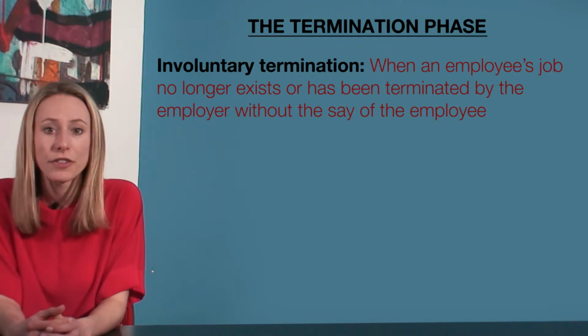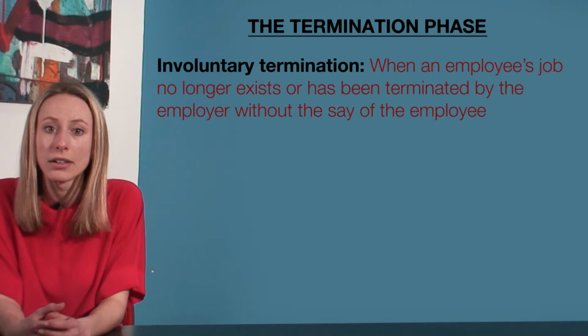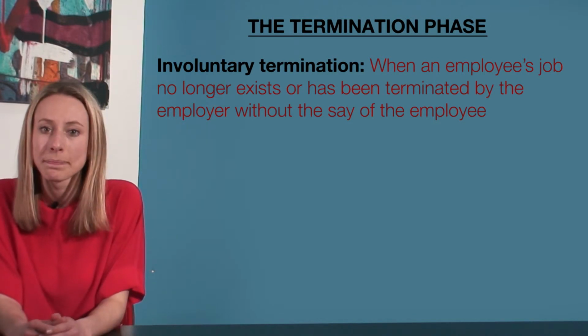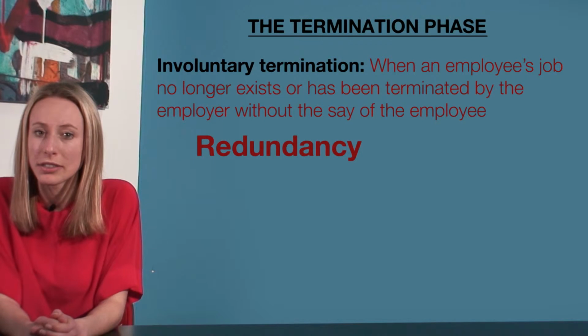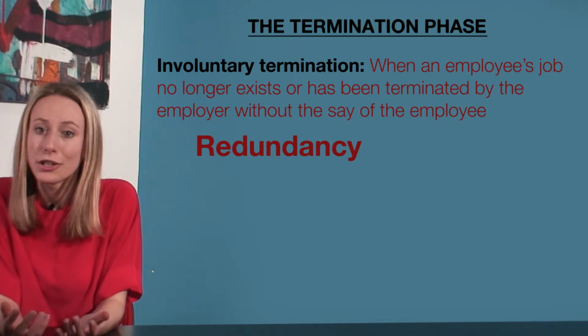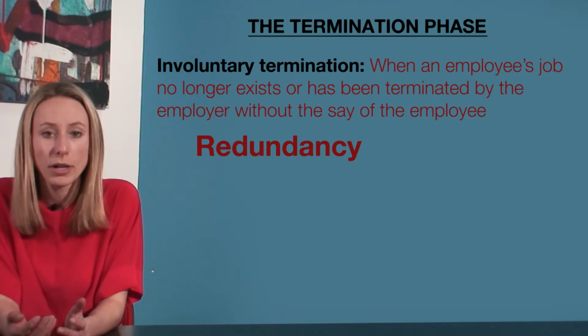Involuntary termination refers to when an employee's job no longer exists or has been terminated by the employer without the say of the employee. Types of involuntary termination include redundancy, retrenchment, and dismissal. Redundancy occurs when a person's job no longer exists, usually due to technological changes, an organisation restructure, or a merger or acquisition.